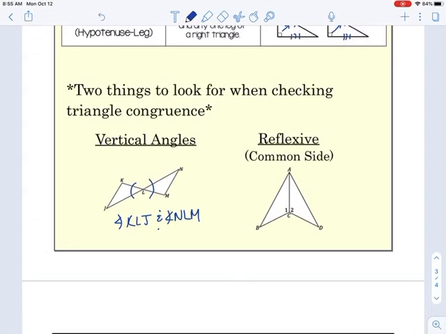Again, if they have a common side, the reflexive property is going to come in handy a lot here also. So the side that these two triangles share over here would be AC. So AC would be congruent to AC for the reflexive property.